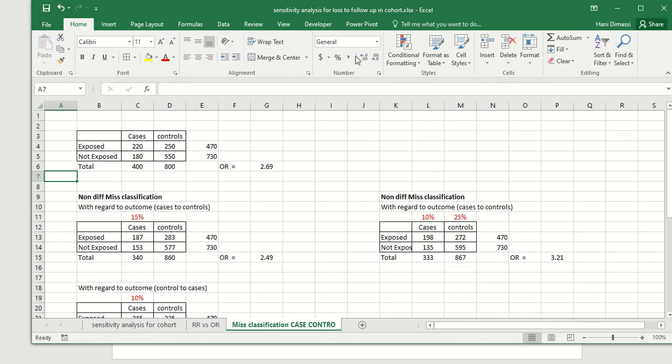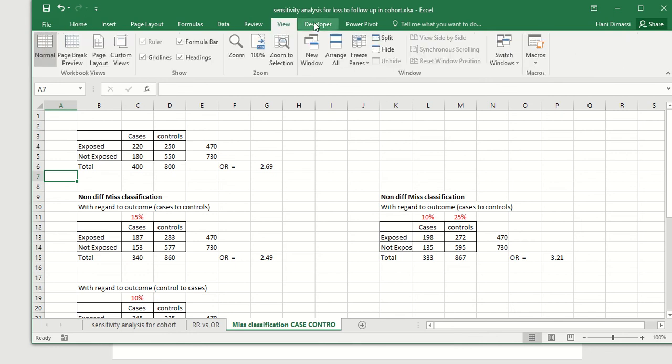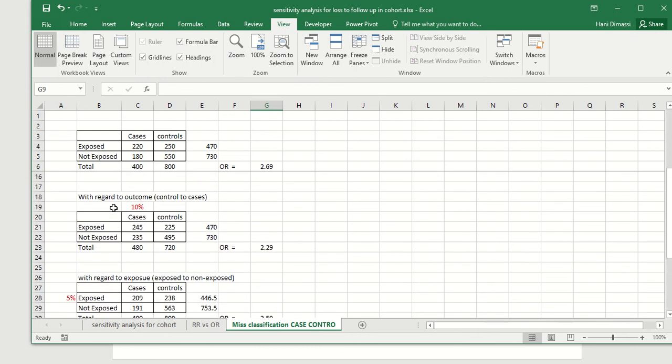Okay, just let me do this. All right, so this is the example. So now I'm removing 10% from the controls. So 10% of 250 is 25. I'm putting it here. So I have 225 and 245. Also I'm removing 10% of 550, meaning 55. I'm putting them in the 180. So you can see how the numbers have changed. Okay, when you calculate the odds ratio, it comes out to be equal to 2.29. Again, the odds ratio has been biased towards the null. It's appearing to be weaker than its real value.